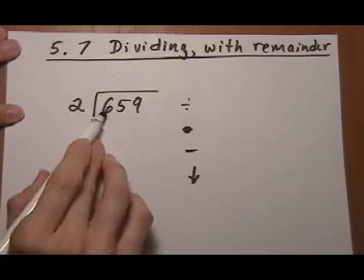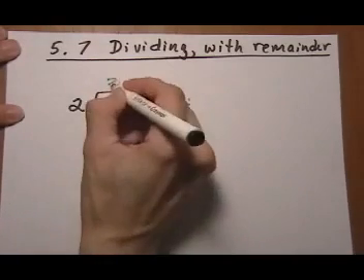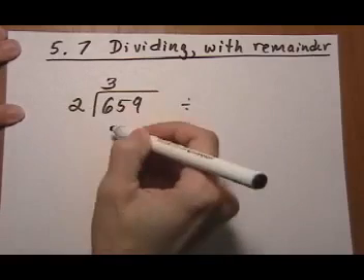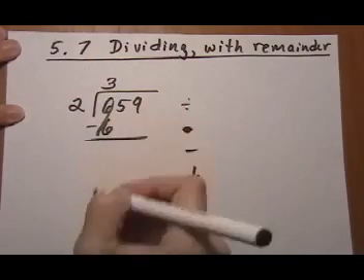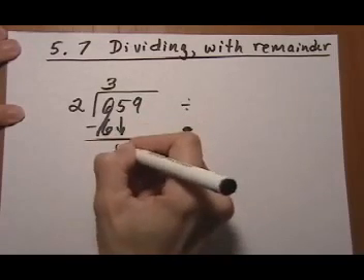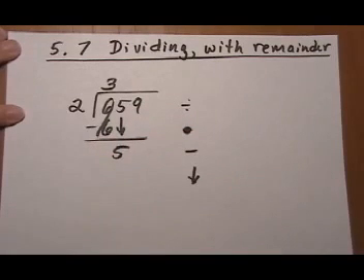So divide the first number, 6 by 2 is 3. Multiply, 3 times 2 is 6, which we subtract. 6 minus 6 goes away. Bring down 5. Start over again.